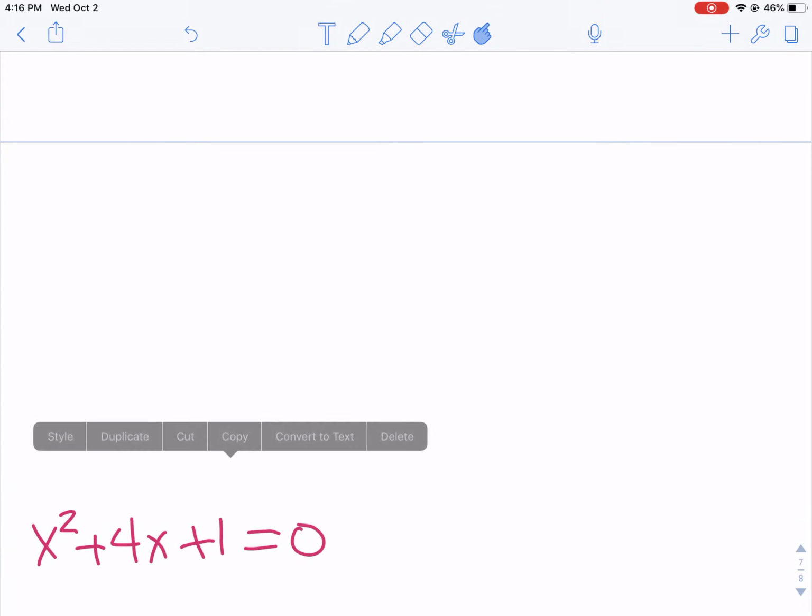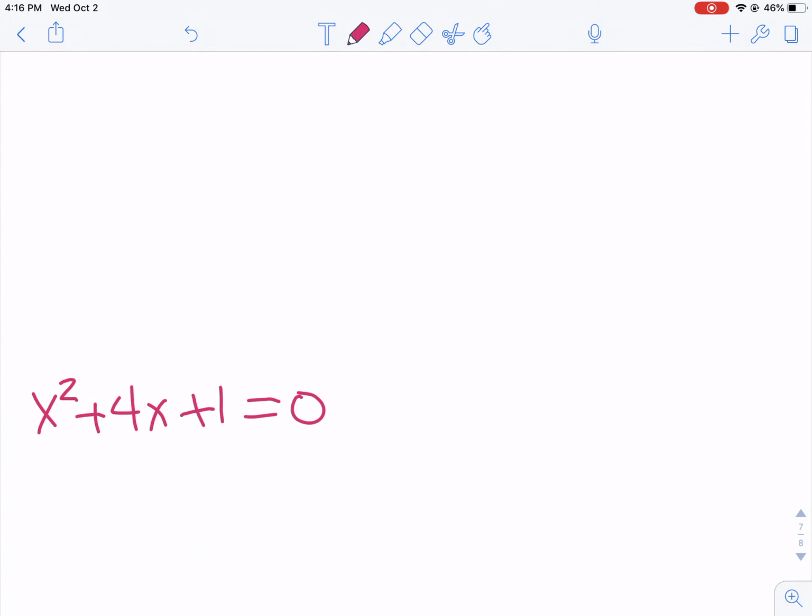Sorry. Okay, so step 1 is going to be to subtract 1 from both sides. So I get x squared plus 4x plus, I'm going to leave a blank here because that's where our completing the square term is going to go, equals negative 1. Okay?